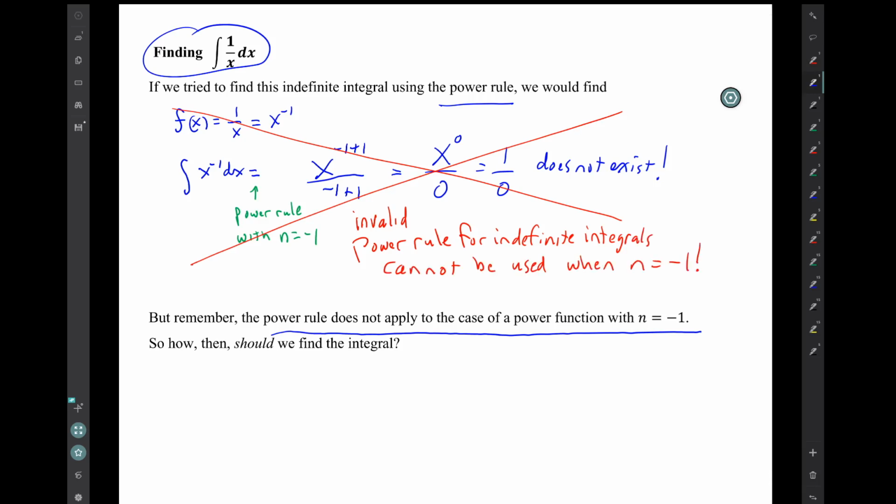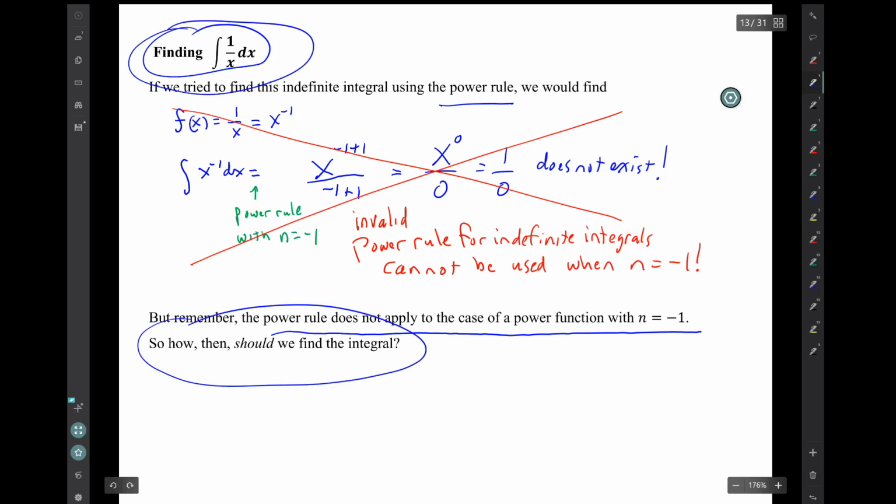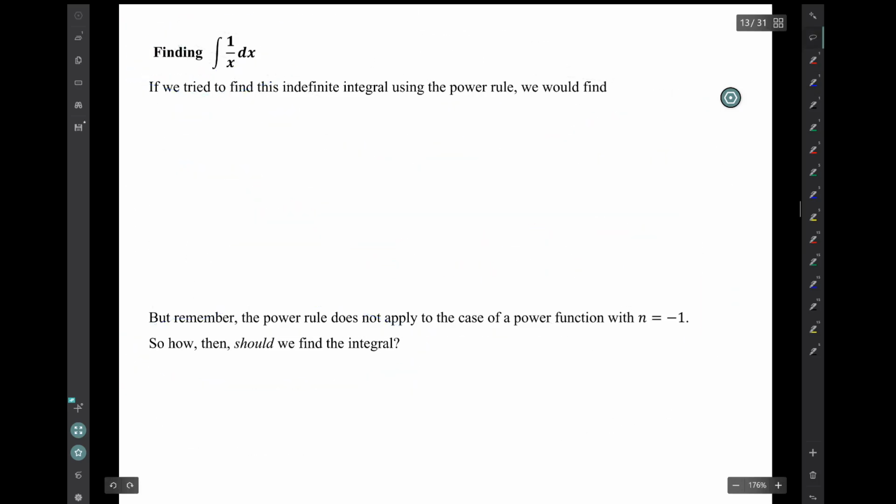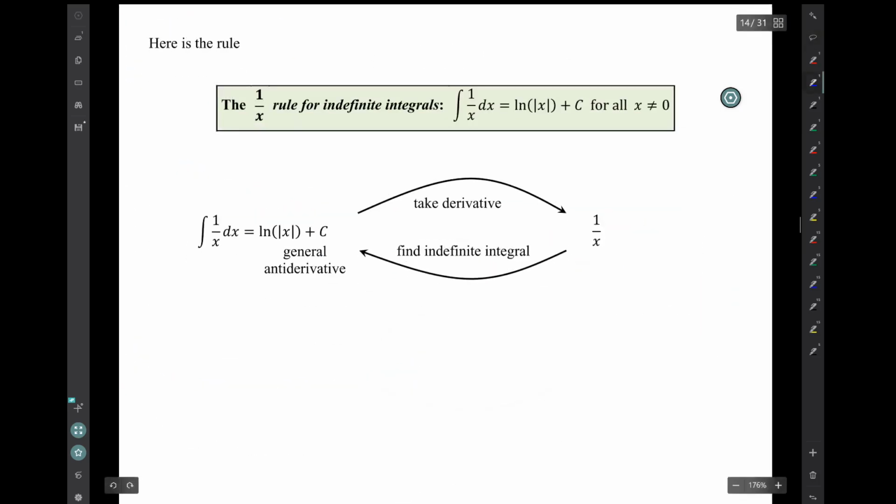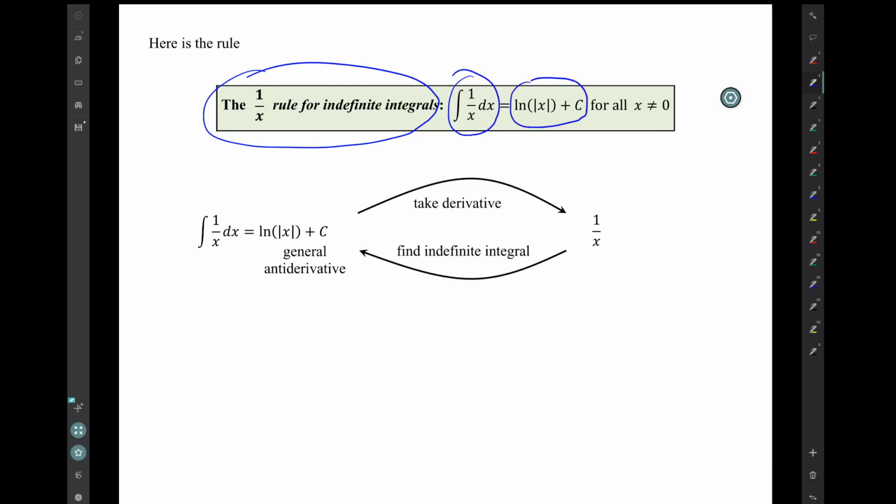So the question then is, how should we find the integral? How should we find the indefinite integral of 1 over x? Well, here's the rule. It's called the 1 over x rule for indefinite integrals. It says the indefinite integral of 1 over x is ln of absolute value of x plus capital C. This equation is valid for all x not equal to 0.